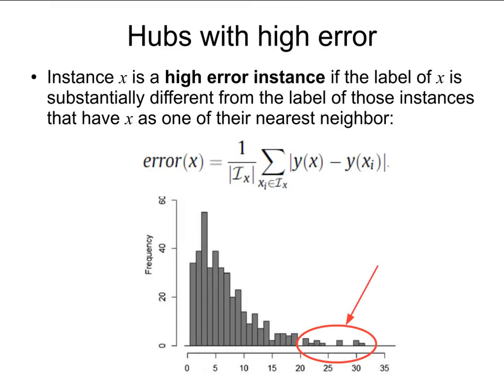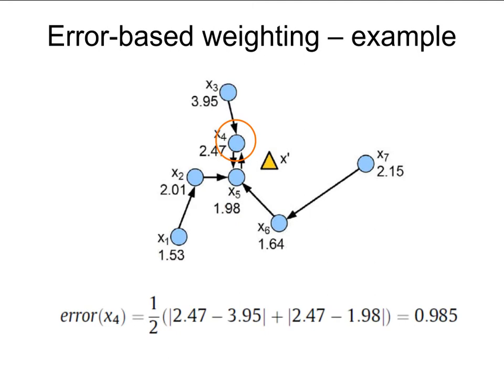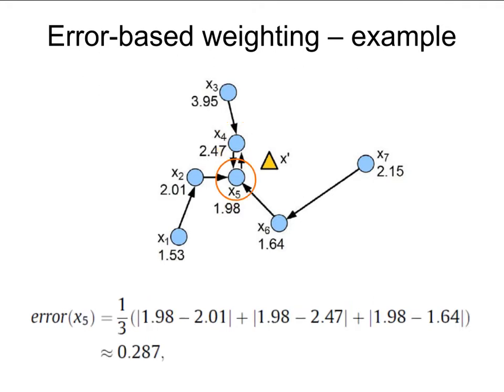In order to study this phenomenon quantitatively, we defined high error instances, and we showed that there are hubs among those high error instances. The first Hubness-aware regression technique we proposed in this paper is a weighting scheme for nearest neighbor regression that ensures that high error hubs have reduced influence. This is illustrated in the next few slides, showing how we predict the label of the triangle using 2 of its nearest neighbors.